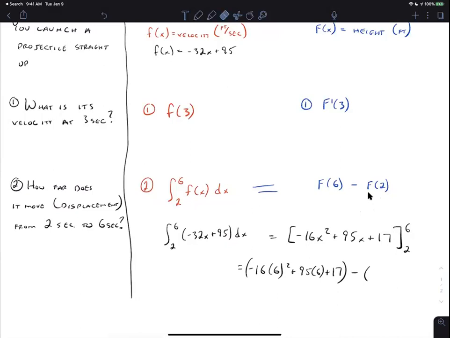So I'm going to do negative 16 times 2 squared plus 95 times 2 plus 17. And now I'm going to simplify that, and I'm going to cheat and do this on a calculator real quick, just so we have an answer. But I'm going to assume you guys can do things like times and minus.